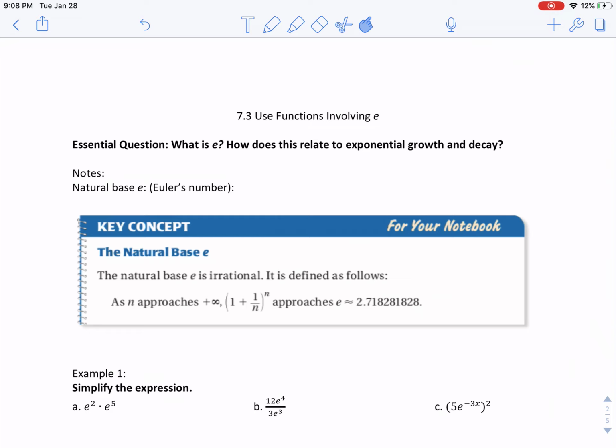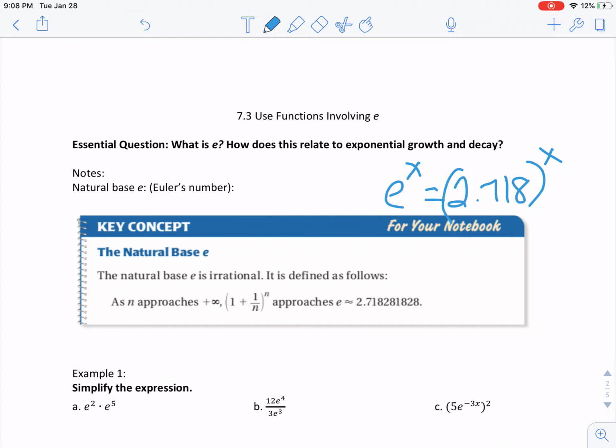This is for 7.3 notes, using functions involving e. If you were not here on Tuesday, we introduced this concept of e. And e is not a variable. I know normally when we use letters, we're talking about variables. E is a value, 2.718, and so on, just like pi. But the important thing to know is when you're seeing stuff like e to the x power, that's really 2.718 to the x power.